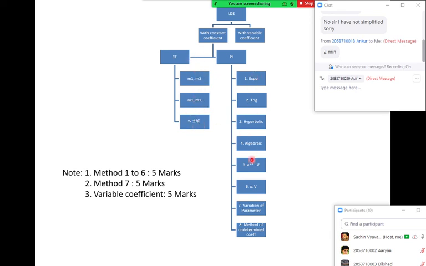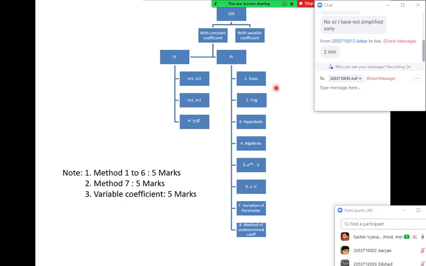And in PI, mainly we have these 8 methods. Out of that, from method number 1 to method number 6, you will have one question of 5 marks in the exam. Then variation of parameters, method 7, you will have a 5 marks question. And undetermined coefficient is generally not asked. Not a single question comes on undetermined coefficient.